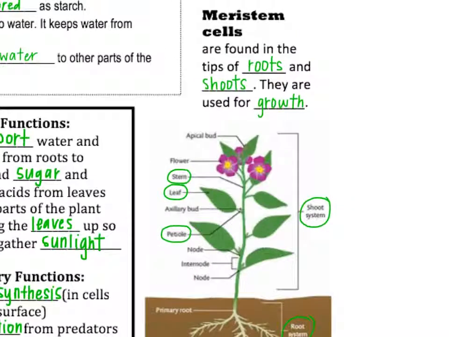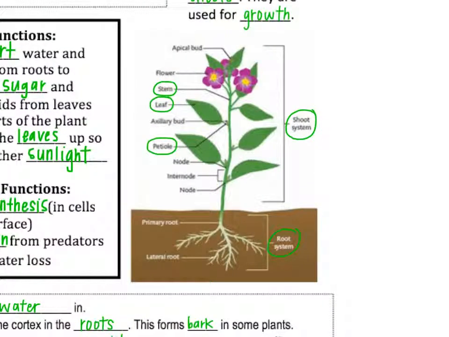Now, I wanted to show you what I mean by roots and shoots. So here's a picture of a plant. And the stem part with all the leaves and the flowers above ground, that's called the shoot system, and so that's the shoots of the plant. And then below ground you've got the root system. So in the roots and shoots means the top part of the plant and the bottom part of the plant. So you've got some growth going on in the meristem cells in the top and bottom.